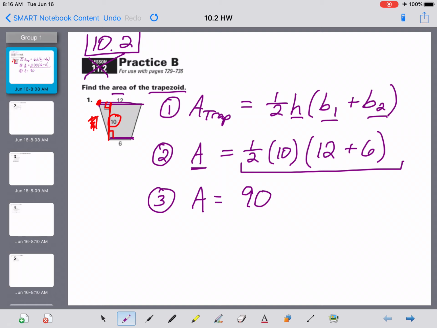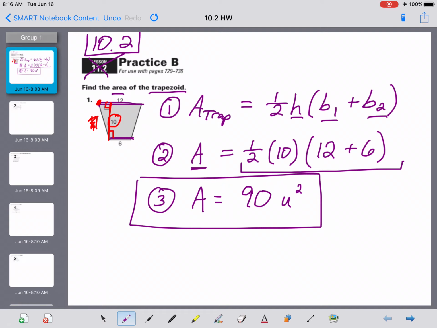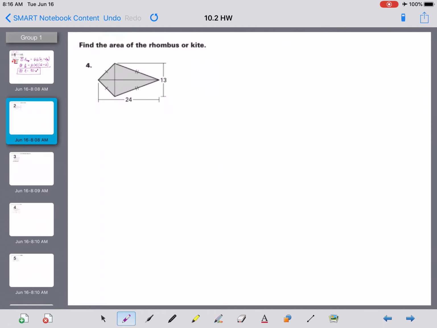There were no units given to us in this problem, so when that happens, we like to just put a generic U for units and square that. So 90 square units, everybody, is our answer for number 1. Okay, 2 and 3 are pretty similar to that. When we move on to number 4, they ask you to find the area of the rhombus or the kite. Now, lucky for us, we don't really have to spend much time thinking about which one of those we're dealing with here, because the formula is the same for both of them.